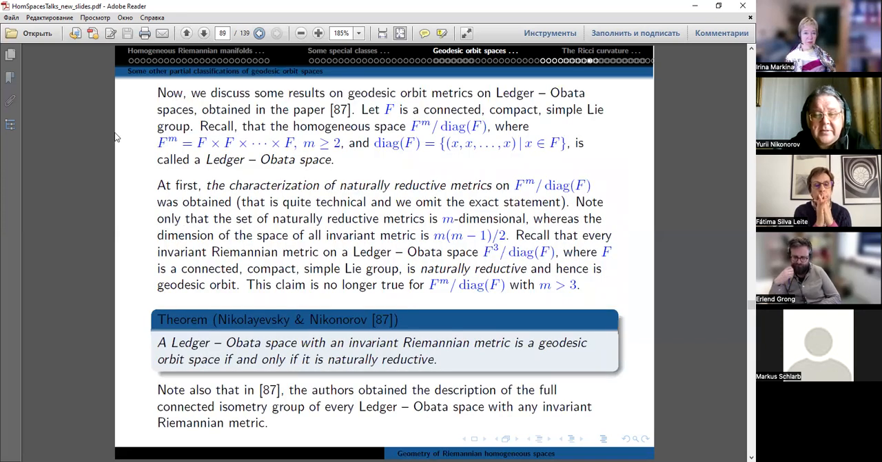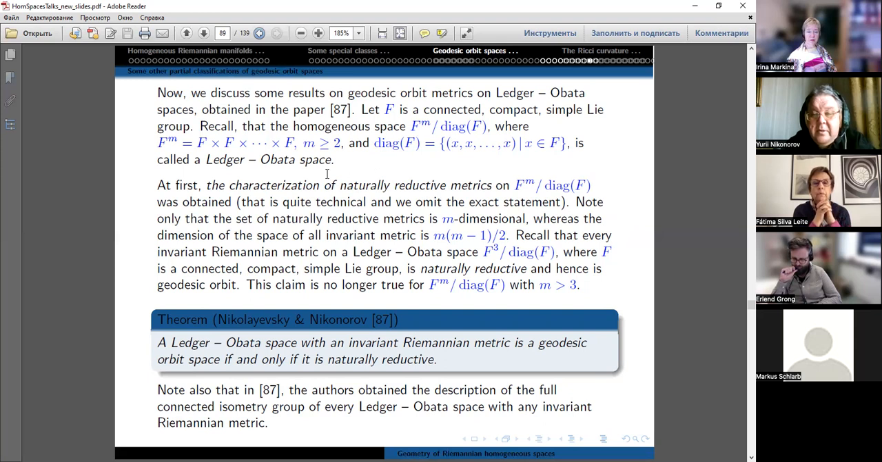Okay, another result: we have a complete classification of geodesic orbit metrics on so-called Ledger-Obata spaces. I recall what this is. F is a connected compact simple Lie group, and we can consider the homogeneous space F to the power m modulo the diagonally embedded F. Here, this is another variant of the definition by formulas. And such a homogeneous space is called a Ledger-Obata space.